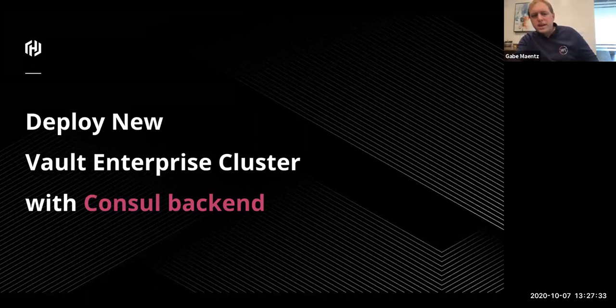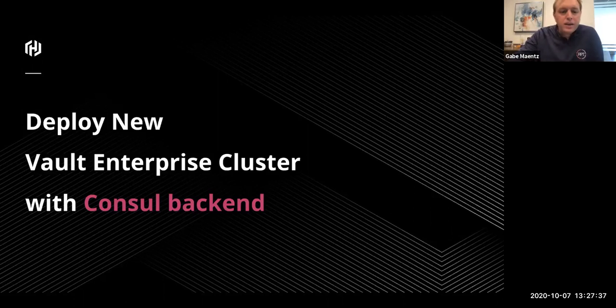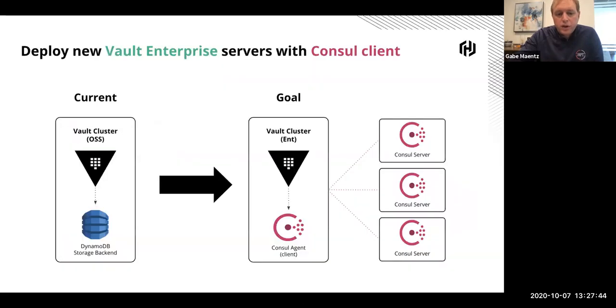All right. So in this case, we're going to migrate not only the data to a new enterprise storage backend, but we're going to also migrate Vault itself to an entirely new cluster. So in this scenario, the current state is our open source cluster. It's talking to our Dynamo backend. And the goal state in this case would be to have enterprise binaries, which are completely licensed, leveraging Consul Agent to talk to our Consul server backend.